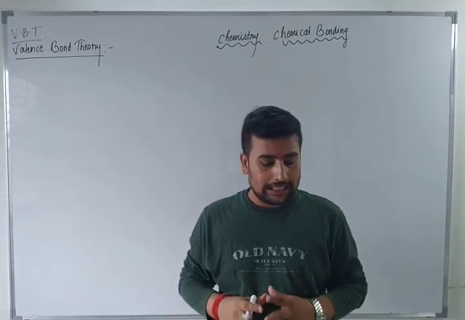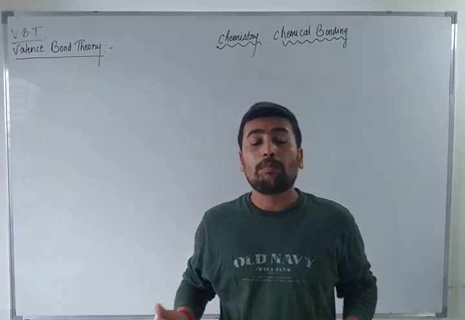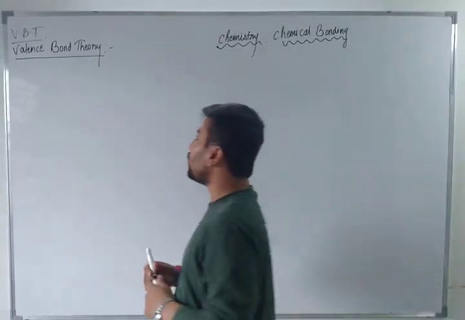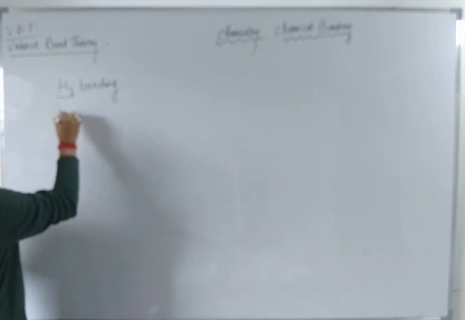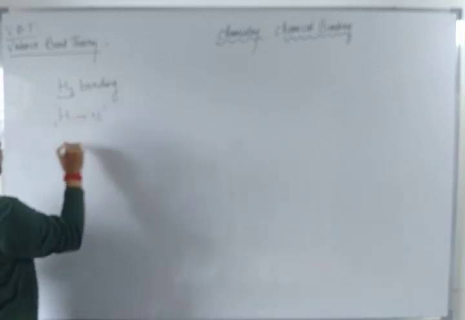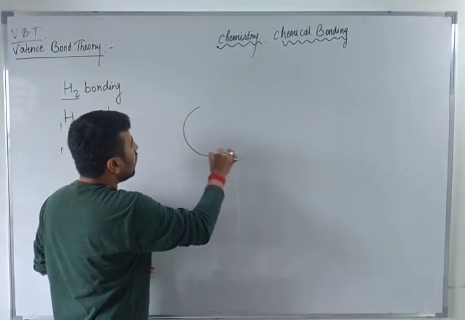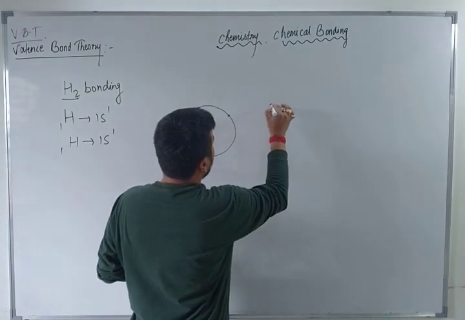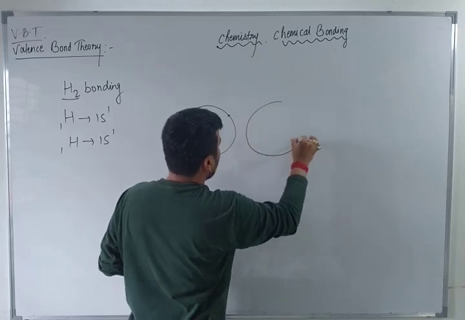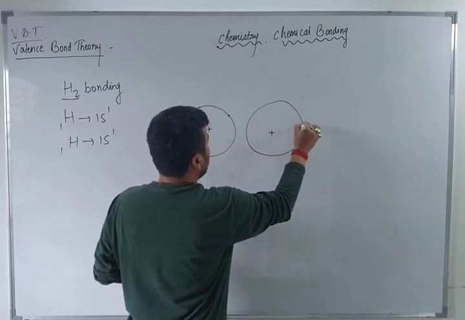Valence bond theory especially acts upon the valence electrons, how the electron and nuclear bond is formed. Suppose I talk about H2 bonding, you know very well. In the hydrogen atom, atomic number 1, the electronic configuration is 1s1, and this other hydrogen also has 1s1 electronic configuration. Suppose this is a hydrogen atom, this is its nucleus, this is the first electron. Same here, this is the hydrogen atom, this is the nucleus, and this is the electron.